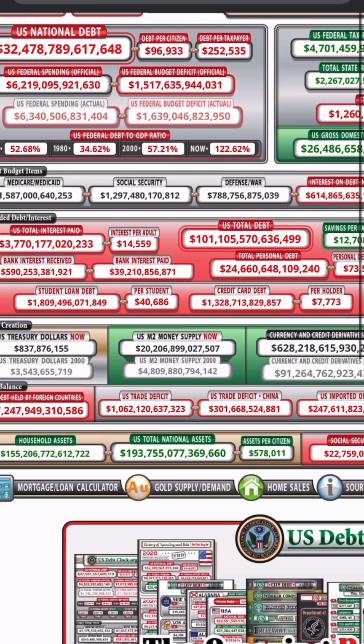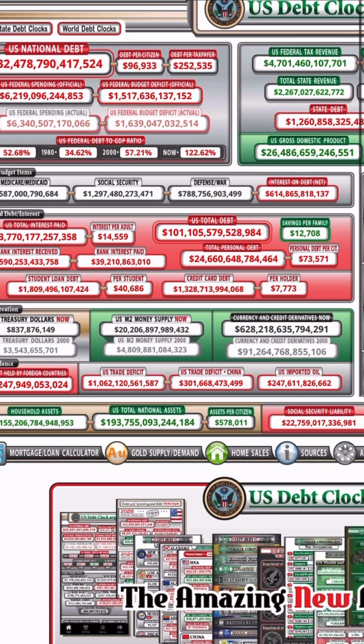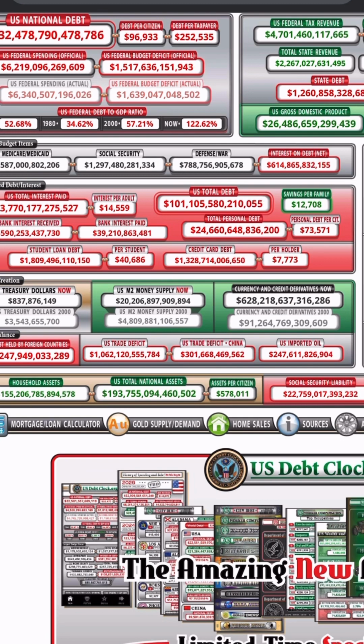Over here on the bottom, as I talk, it's the bank interest received by banks, 590 billion. Then bank interest paid, and then you will have your total personal debt. Total personal debt, of course, includes mortgage debt, consumer debt, car loans, and short-term revolving credit card debt. That's $73,571 per person, per citizen in the United States. Big number. Like I said, unfortunately, we have a lot of debt that we're carrying with us.